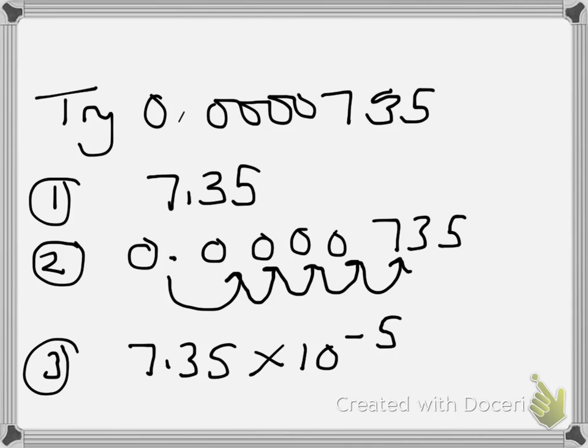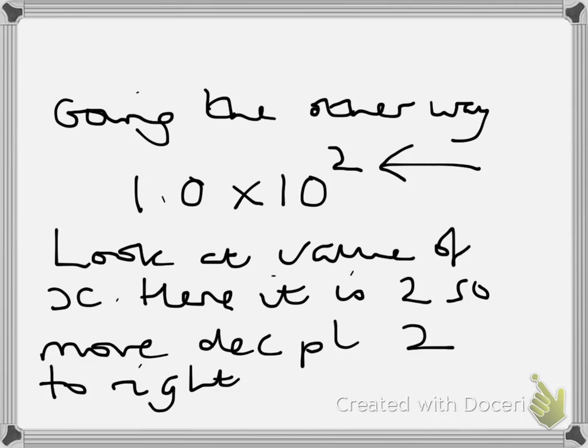If we try a different number then, 0.0000735, again find the number 7.35, and then look at where the original decimal place was and move it to the new place. So I've had to move it over 1, 2, 3, 4, 5. So in this case it would be 7.35 times 10 to the minus 5, as it's a small number.